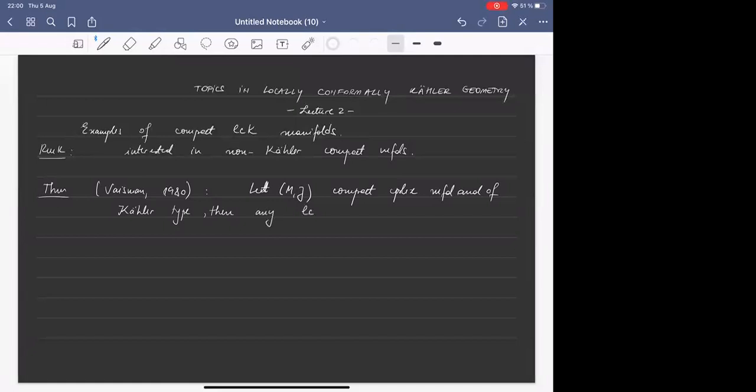LCK metric is actually forced to be globally conformally Kähler. So is what I called last lecture GCK, globally conformally Kähler. So if the manifold is already Kähler, there are no interesting locally conformally Kähler metrics that we can study. Okay, let's prove this result.